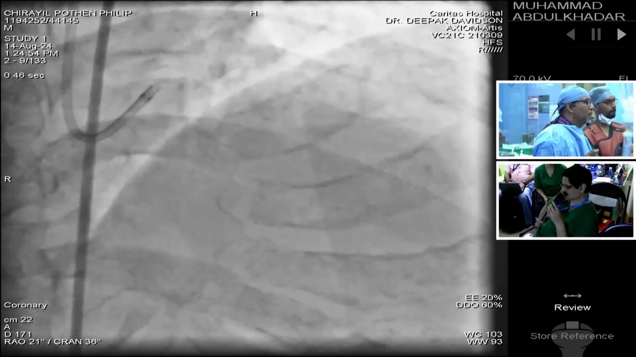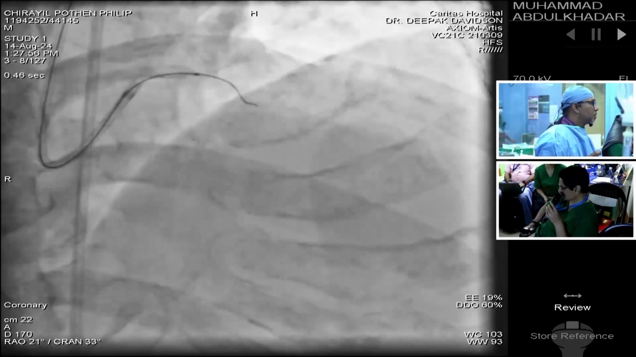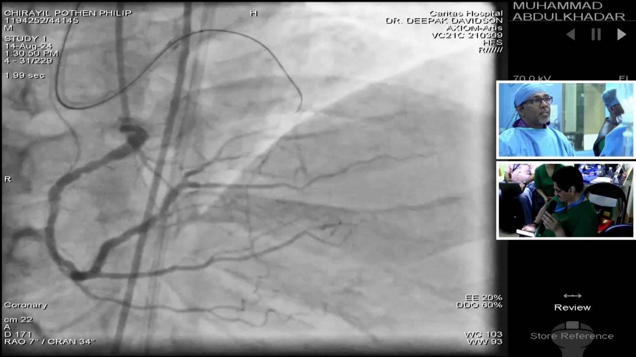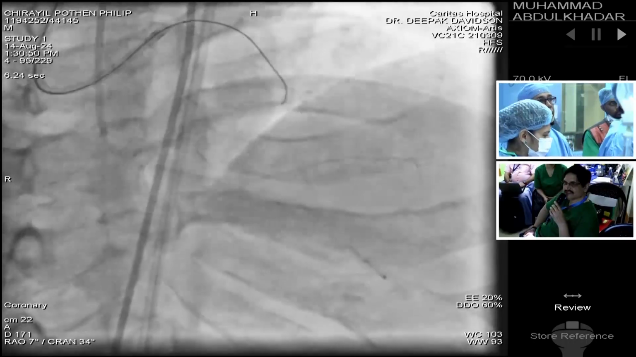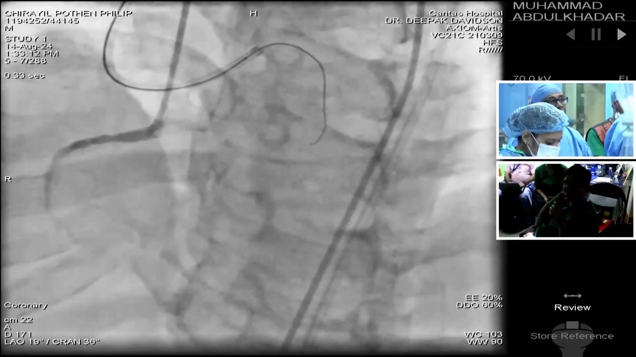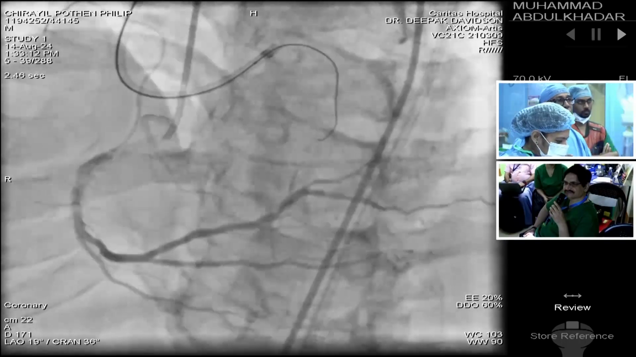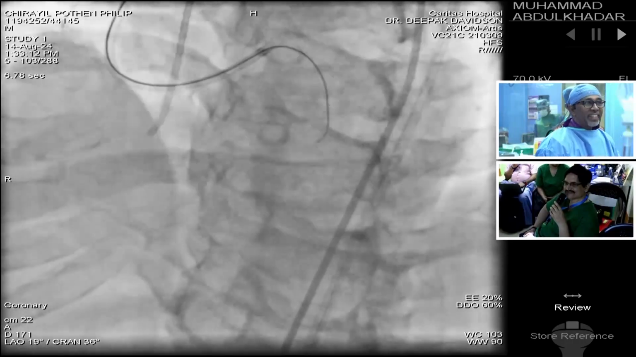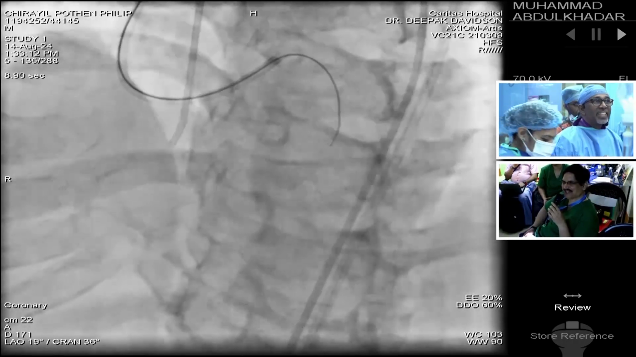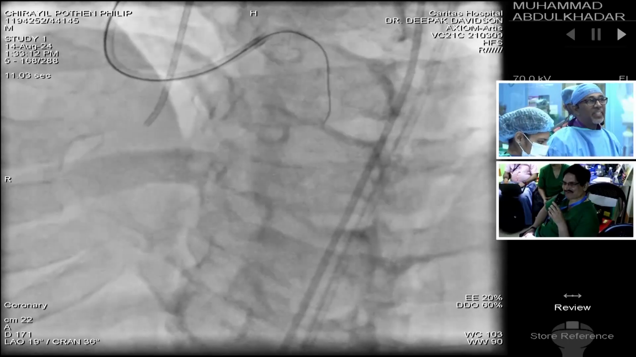Pressures are okay. So we tried crossing with Gaia 2. Next one. It was always subintimal. It took quite a long time. It was going subintimal in all the planes, whatever we tried. Then finally Gaia 3. Next one.